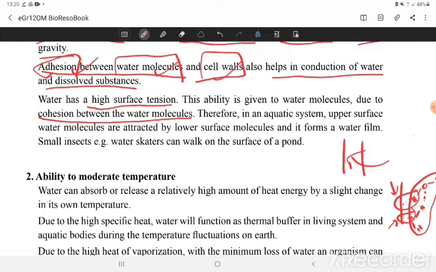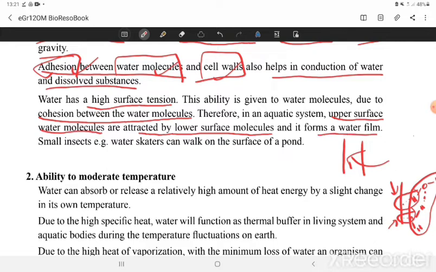So therefore, in an aquatic system, upper surface water molecules are attracted by the lower surface water molecules. You know how it happens, right? The molecular theory you can learn in the lesson in physics. There's a lesson called surface tension. In that you can see how actually this water film is formed. Due to this attraction between upper surface water molecules and the lower surface water molecules, it forms what we call a water film.